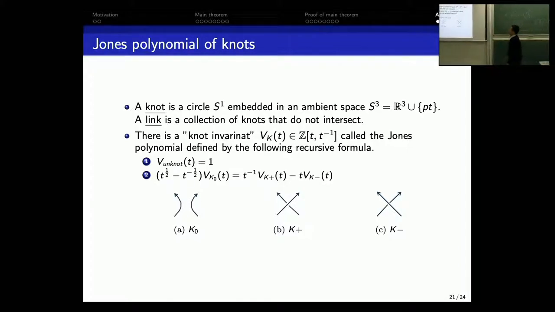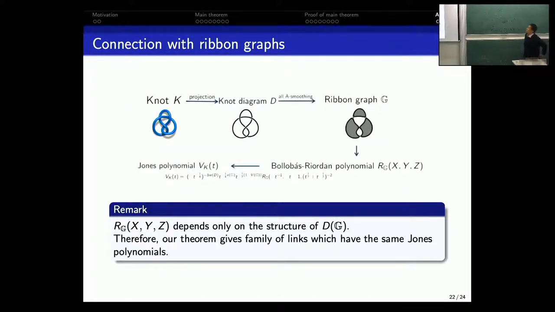Someone will notice that this recursive formula might be related to the deletion-contraction recurrence of the Tutte polynomial or some other graph polynomial. And that is really true, because we can actually relate the Jones polynomial and a graph polynomial called the Bollobás-Riordan polynomial. If you don't know what the Bollobás-Riordan polynomial is, it's just an analog of the Tutte polynomial defined on ribbon graphs. So this is the procedure for how we get the Jones polynomial.